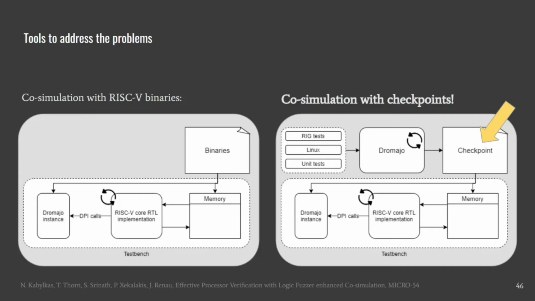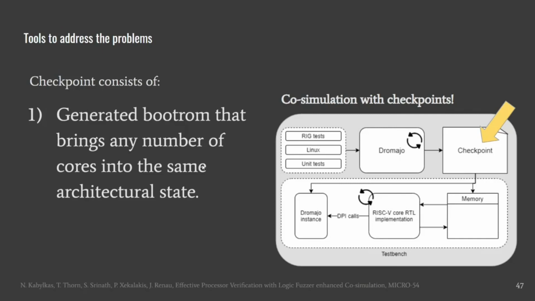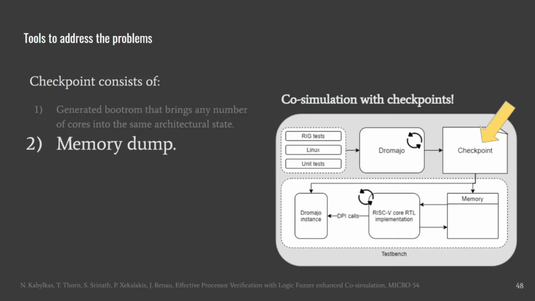A nice use case is to boot Linux in Dromajo, run it for billions of cycles, take the snapshot of the architectural state, and start the co-simulation from that point, instead of waiting for billions of instructions when we were to load the binaries. And what is the checkpoint? A checkpoint is nothing but a generated boot ROM that brings any number of processors into the same architectural state. It's basically code that you execute, and after its execution, it brings the many cores into the same architectural state. Obviously, we also have to dump the memory so that the loads and stores are not going to fail the co-simulation.